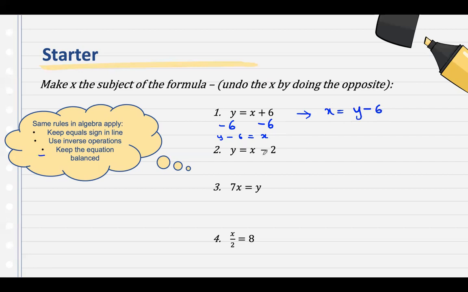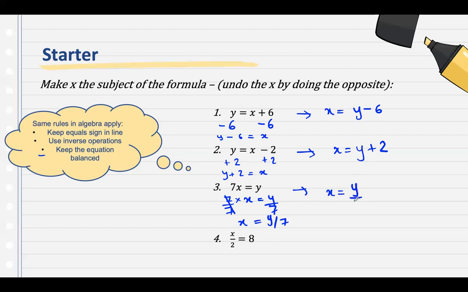Next one, again, you've got a minus 2 here, so you'll add 2 to both sides. So on the left, you're going to have y plus 2, and on the right, it's just going to be x, because minus 2 plus 2 is 0. So the answer to the second one is x equals y plus 2. Next one, if you want to get x by itself right now, remember 7 is being times by the x, and so we need to divide it by 7. So left and right. Left divided by 7 just gives us x because this becomes 1. And on the right, we've got y over 7. So the answer to this is x is equal to y divided by 7.